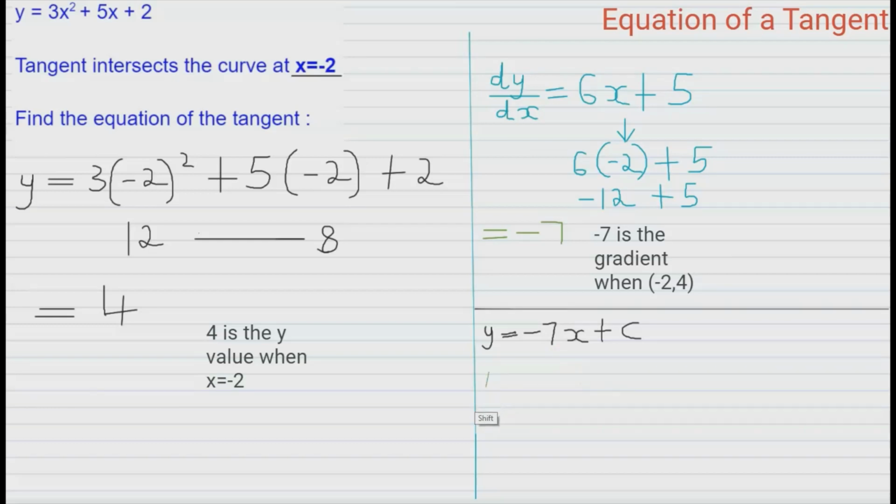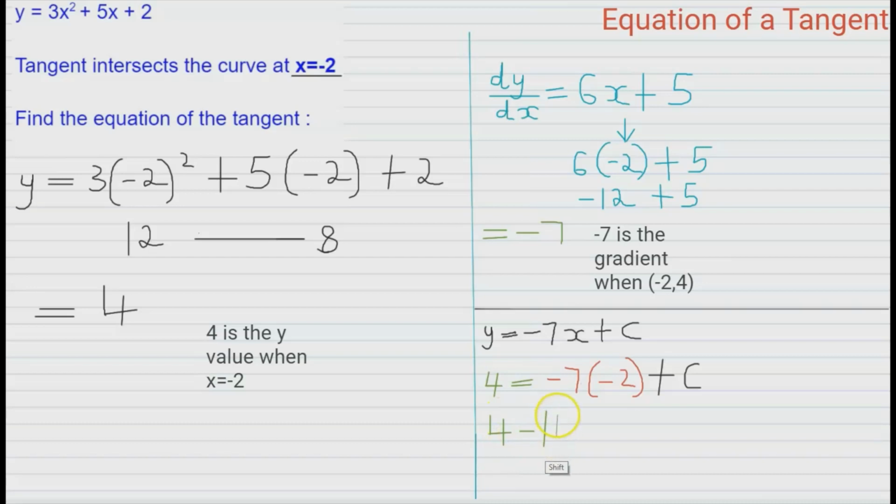So if I just sub it in now, so 4, and that would be equal to, of course, minus 7 times minus 2, and then of course plus c at the end there. And now if I just multiply everything out, minus 7 times minus 2 would be equal to 14, because negative times a negative is positive, but I'll move the 14 to the other side, and that'll be negative 14, so I'll just write it as 4 minus 14.